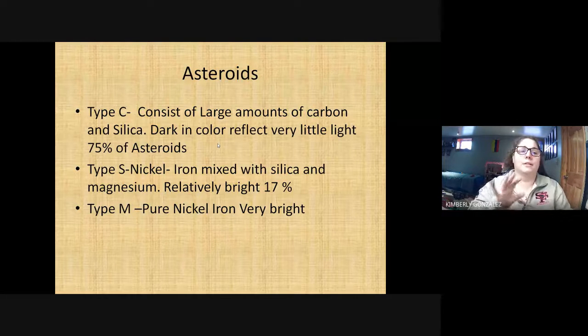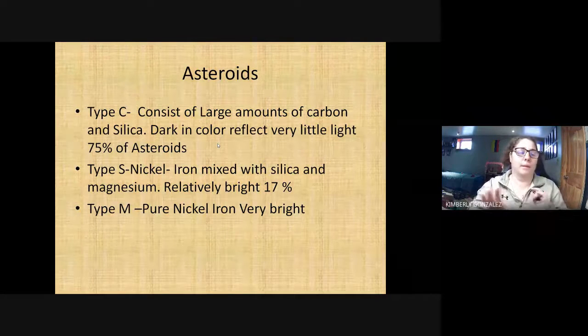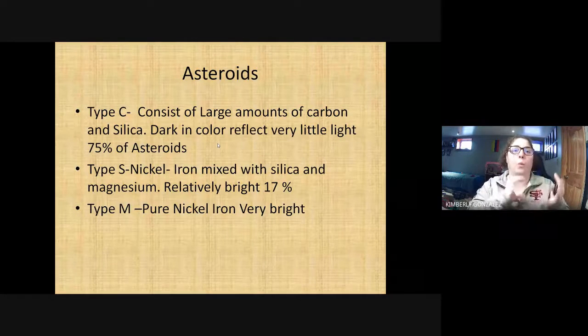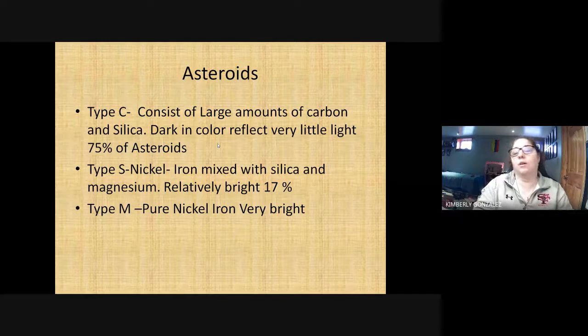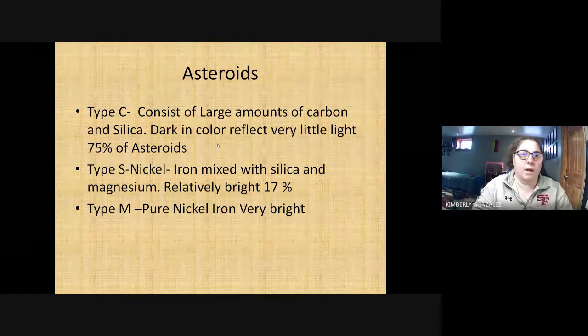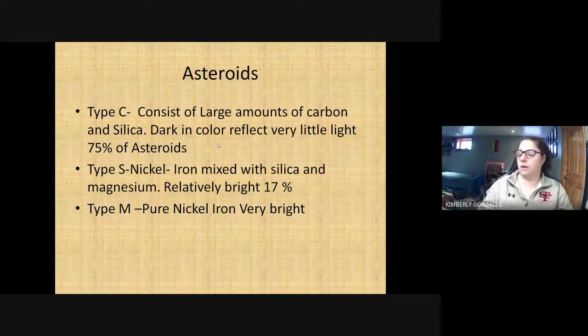There's type S, which is a mix of nickel and iron with silica and magnesium. So it's a relatively bright asteroid, and that's about 17%. The other percentage is type M, which is just pure nickel and iron, so they are very, very bright. I'm not going to ask you to classify them. I'm just telling you that these are the three that you need to know.